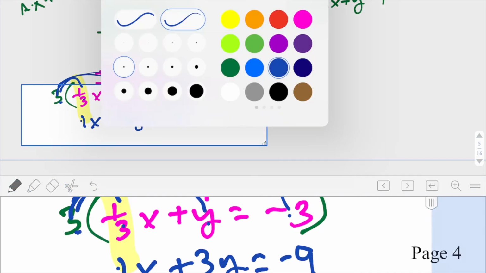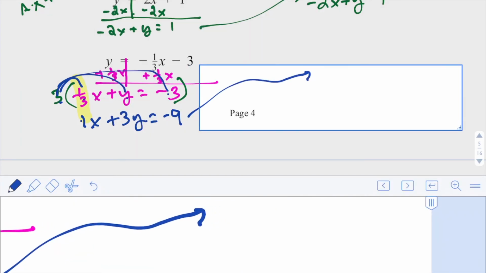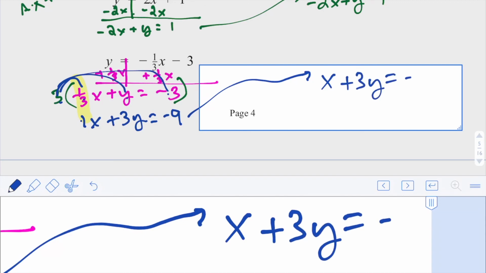So if we want to rewrite this, we're going to get x plus 3y equals negative 9. And that's how I get rid of the fractions and have integers only.